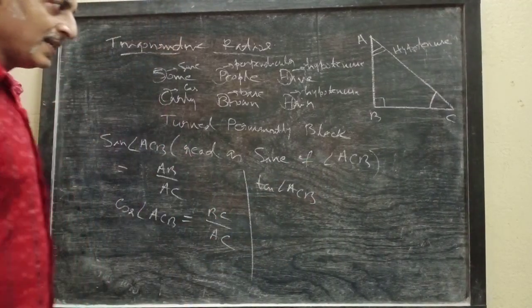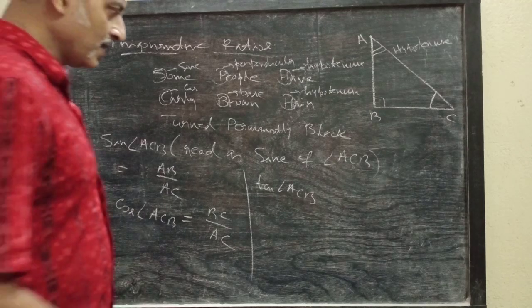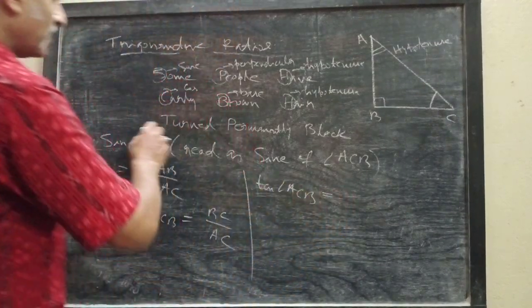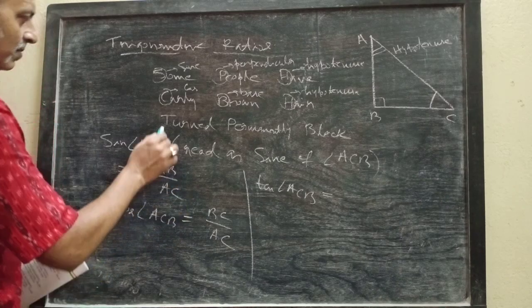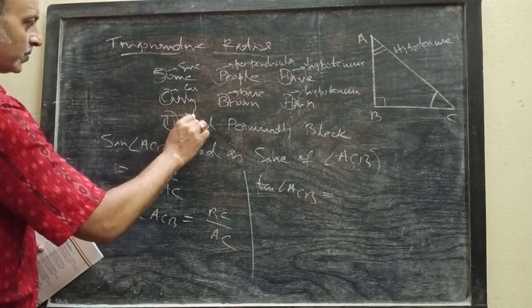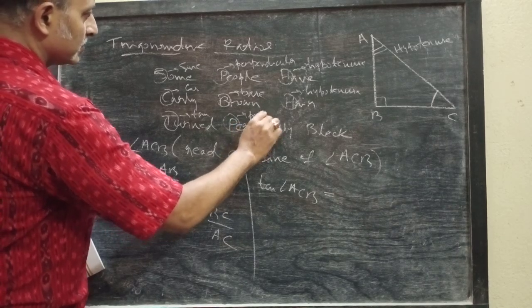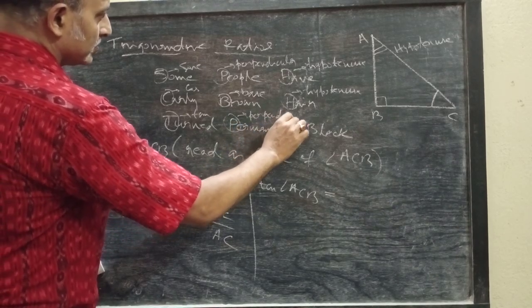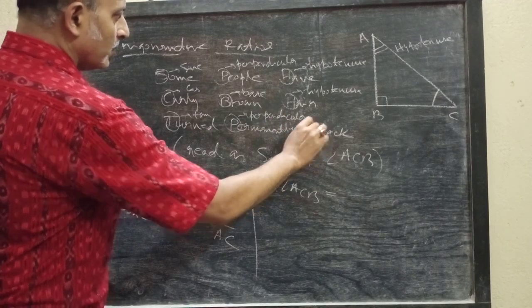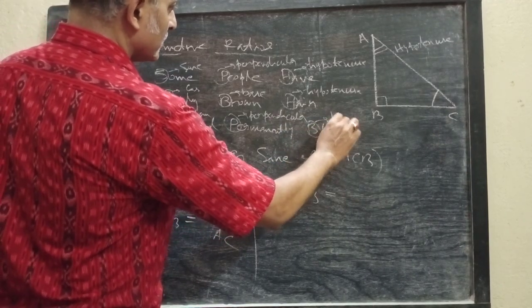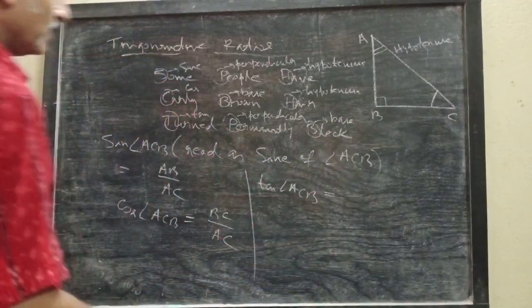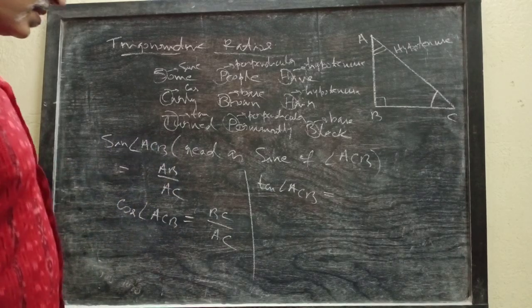Will be read as tangent of angle ACB. Okay, tan angle ACB. Look at the third line: Turn Permanently Black. T stands for tan, P stands for perpendicular, B stands for base. So your tan will be P by B.